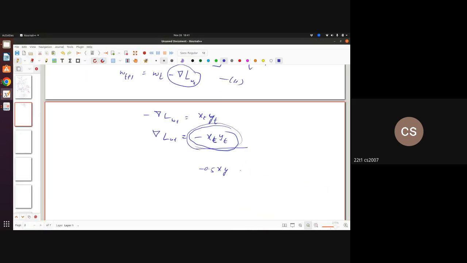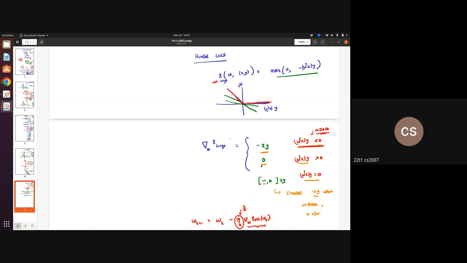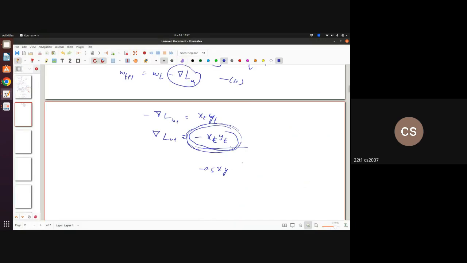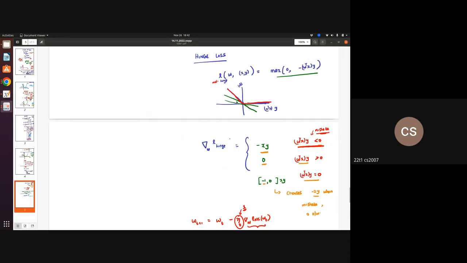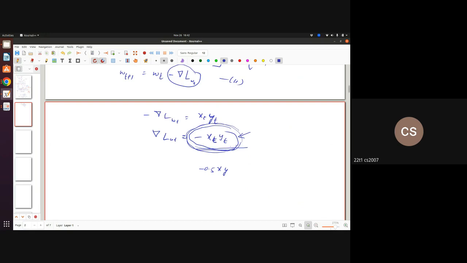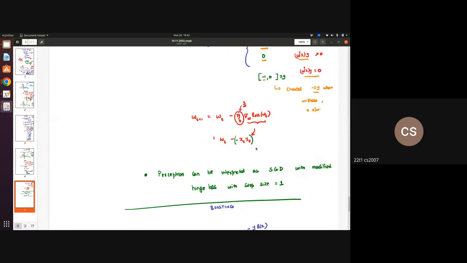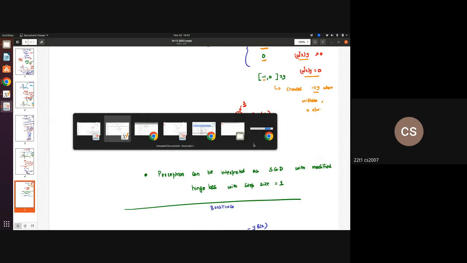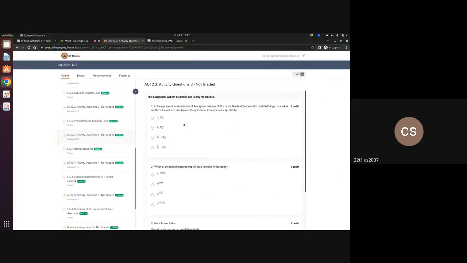Now we see that perceptron chooses minus xy as the gradient. So you can see that perceptron is actually a special case of hinge loss, where perceptron chooses the subgradient at this point which has a slope of minus 1 into xy. That way you see that perceptron is equivalent to a hinge loss as a special case. Okay, getting back here.